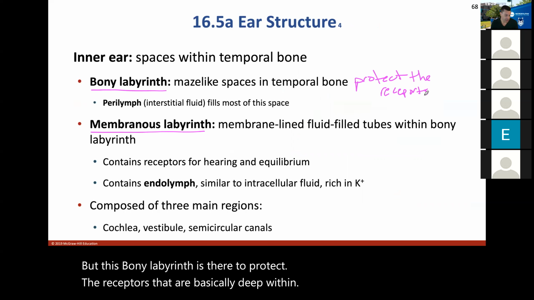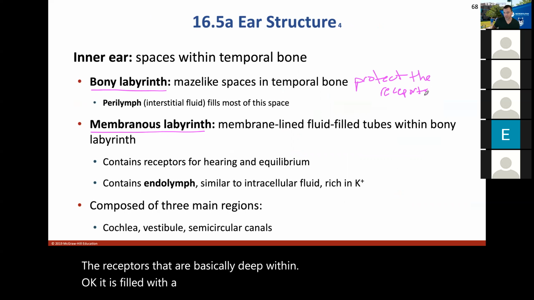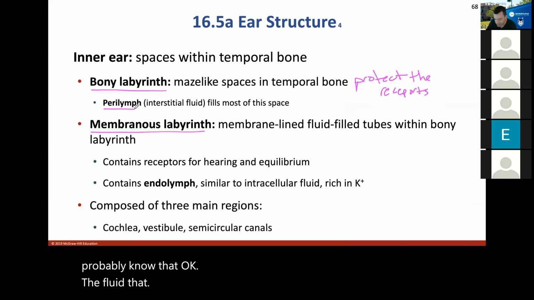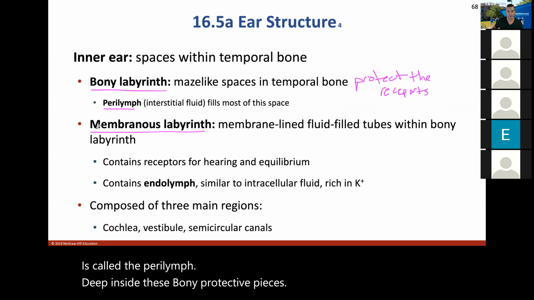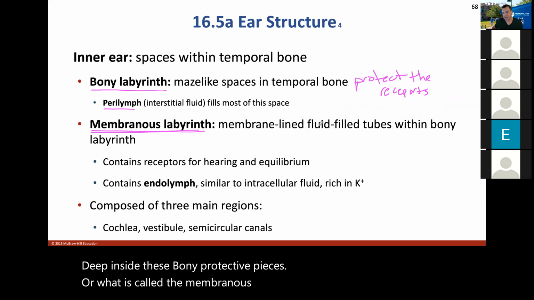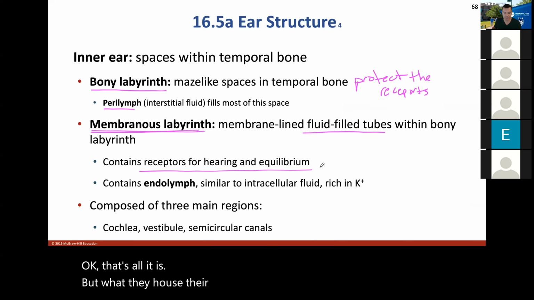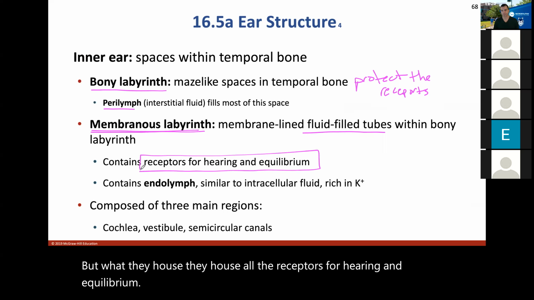It is filled with a fluid called perilymph, and you should probably know that. The fluid just underneath the bony labyrinth is called the perilymph. Deep inside these bony protective pieces is what is called the membranous labyrinth. It is a membranous fluid-filled tube. That's all it is, but it houses all the receptors for hearing and equilibrium.